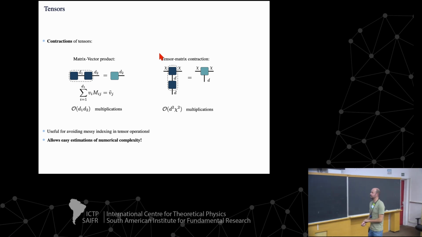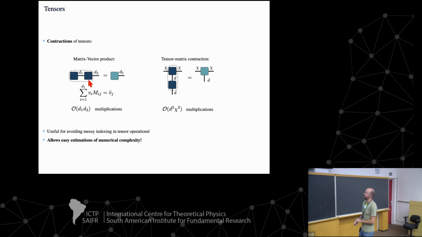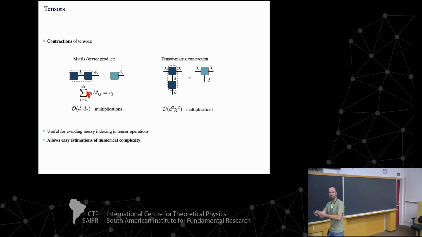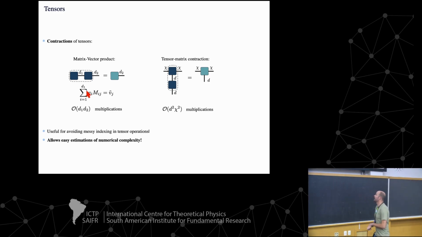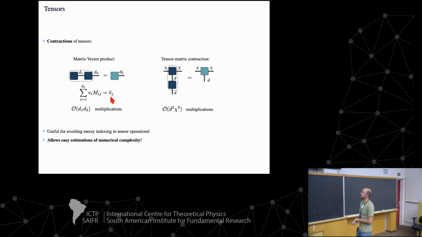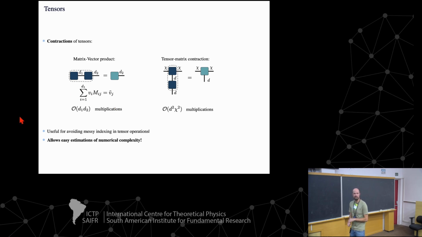Because all I have to do is count the number of indices that are involved here. So if I want to, for example, compute this new vector v tilde that's coming out here, I know that for each of these values j, I have to do d1 multiplications, which is the elementary operation I do. I just multiply complex numbers. And I have to do it for each of these j elements. So the computational cost that this one takes is of the order d1 times d2. This is what the matrix vector multiplication is going to cost you.